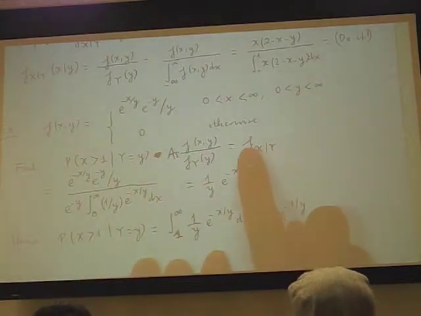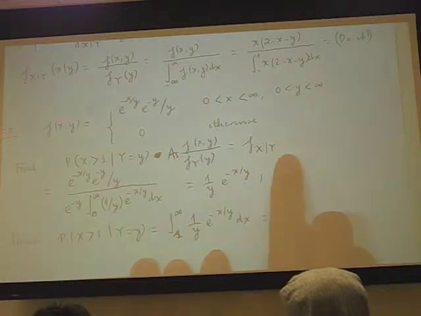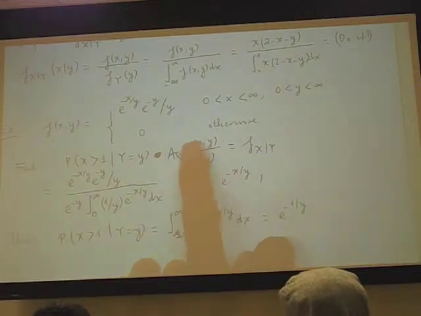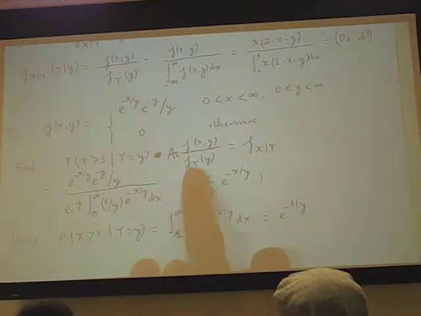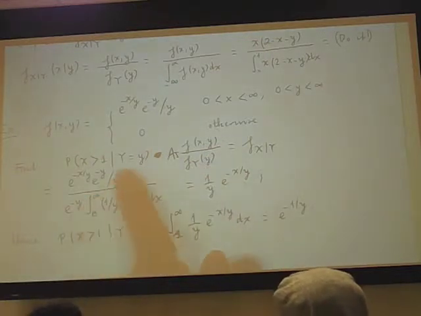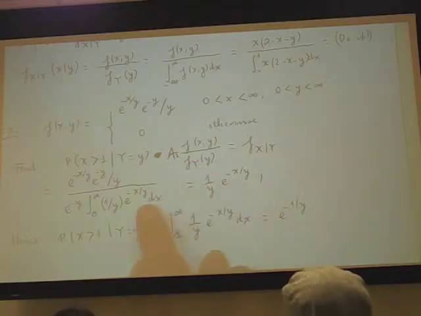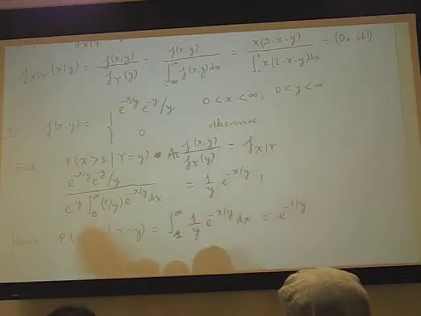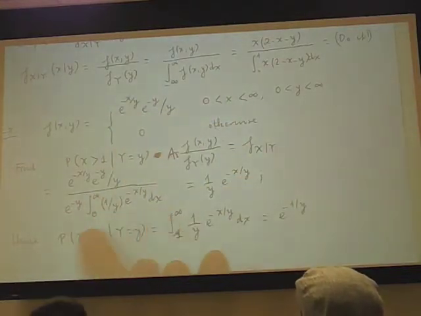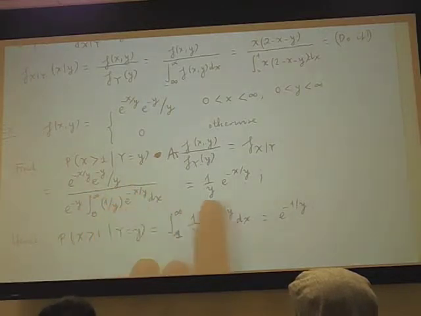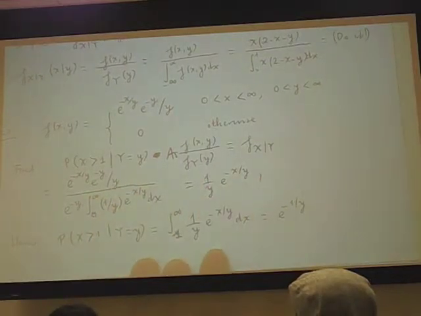To compute f of x given y, I'm going to do f of x, y by the formula, divided by f of y. You put it in, and now you have to integrate, because f of y, the marginal density with respect to y, you get by integrating with respect to x, from 0 to infinity, of the function. Because y is independent, I move it out and then integrate this part. I just see that it's going to give me that.